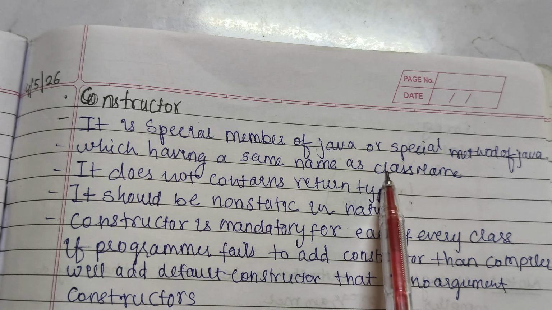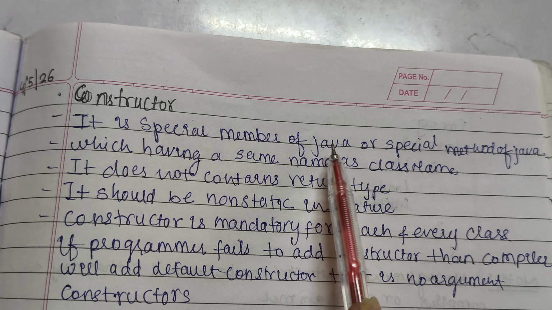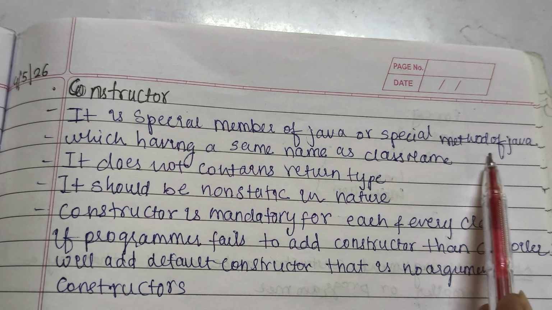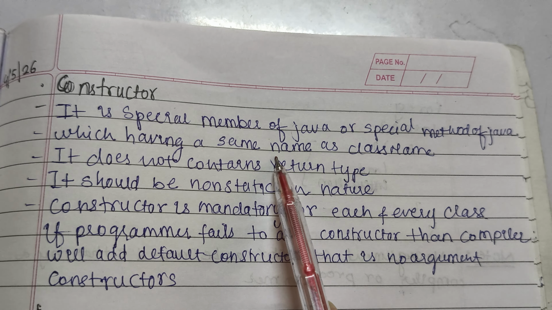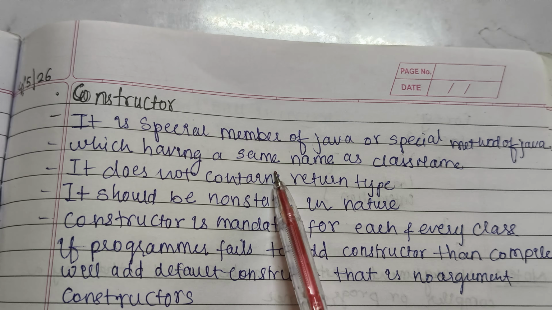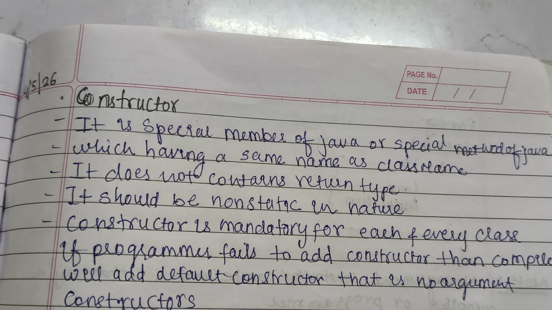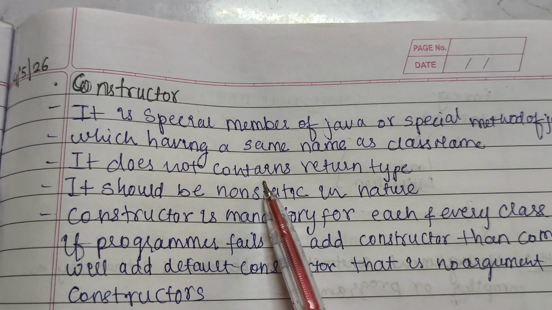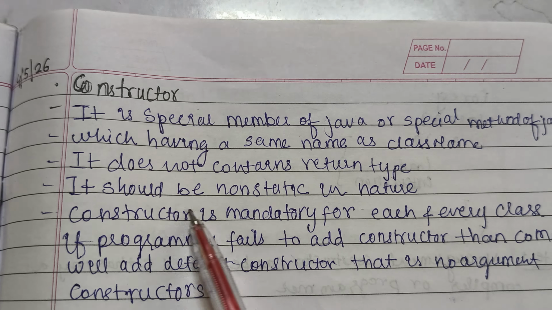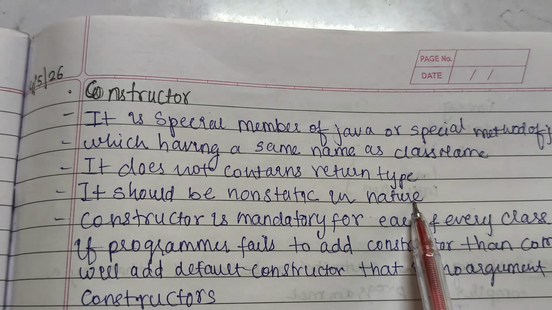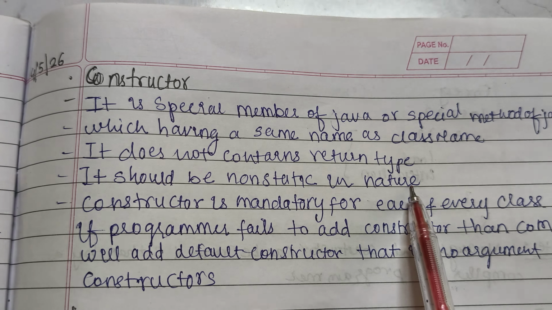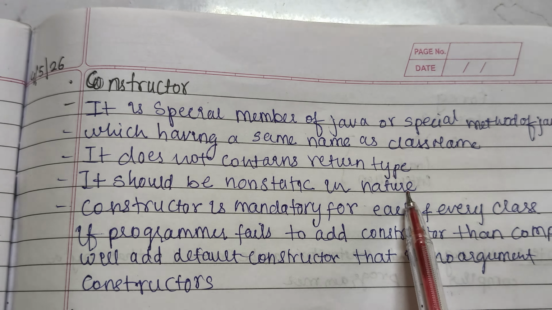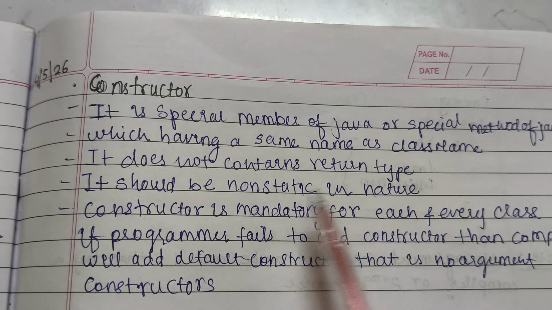So as it says, it is a special member of Java or a special method in Java, which has the same name as the class name. So the constructor name will be the same as the class name. It does not contain a return type. It should be non-static in nature. Non-static as in it will not be prefixed with static.